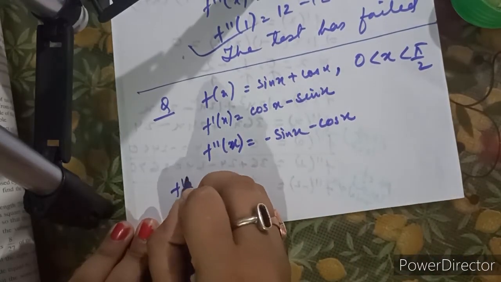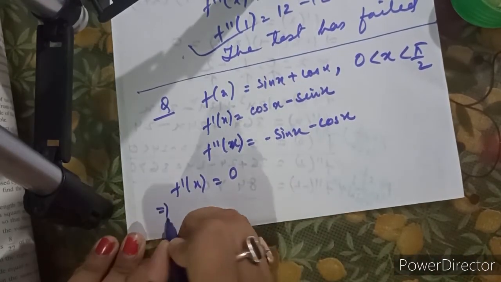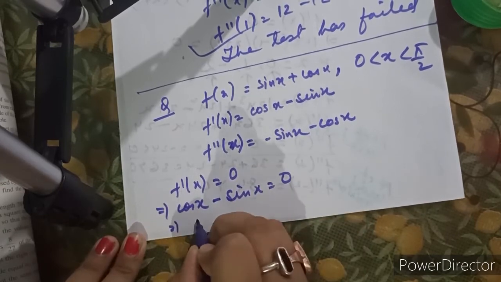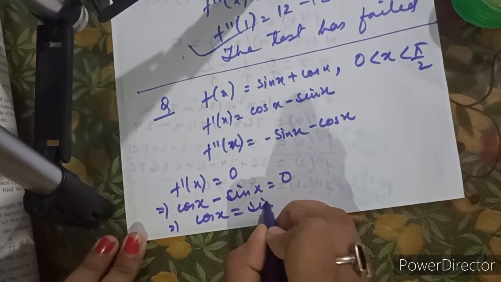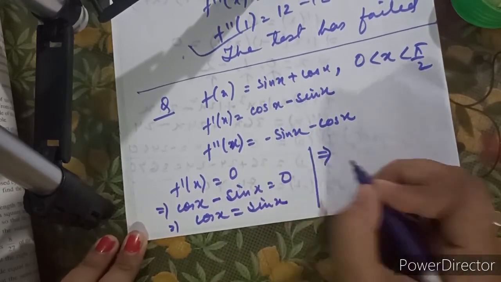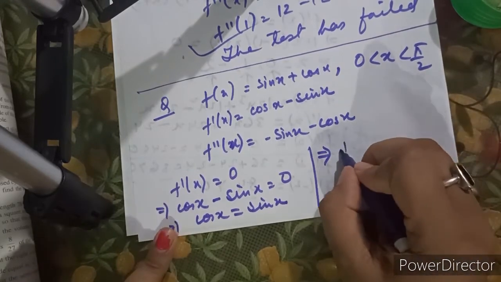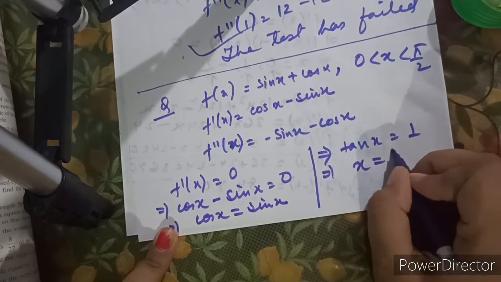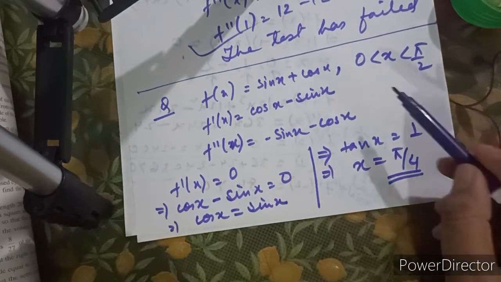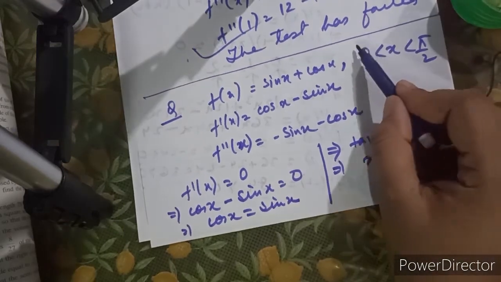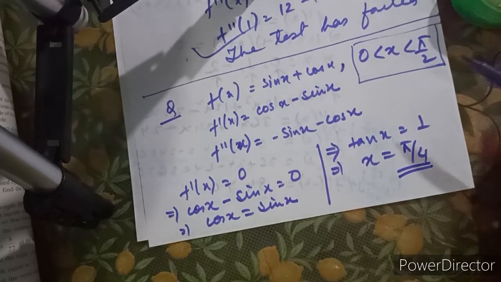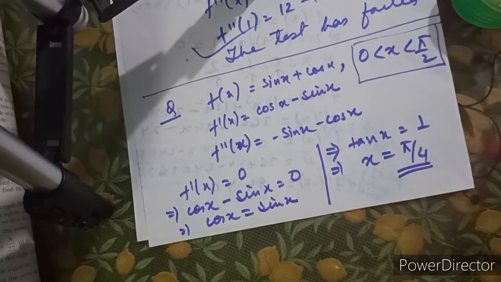Next we have to compare f dash x with 0, then only we can find the value of x. Here we can see cos x is equal to sin x. If I divide both sides by cos x, I will get tan x equal to 1. That means x will be only pi by 4, because the condition is given that x must be greater than 0 but less than 90 degrees. So we simply take x as pi by 4.